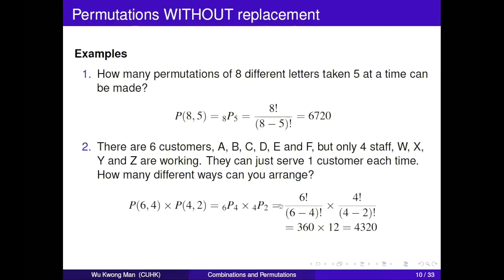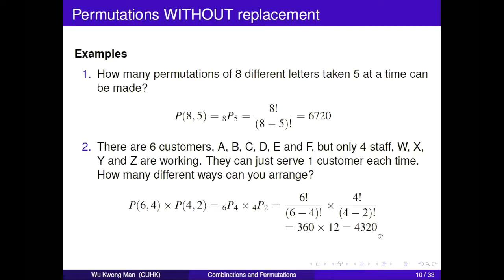Here are 2 examples. First, when we need to select 5 from 8 different letters with order, we have 8P5, which is equal to 8 factorial over 3 factorial, resulting in 6720 permutations. Then the second question is how 6 customers can fit 4 staff. We should first calculate the first 4 customers being served, and it is 6P4. Then we calculate which 2 staff serve the remaining 2 customers, and it is 4P2. We multiply them and result in 4320 ways.